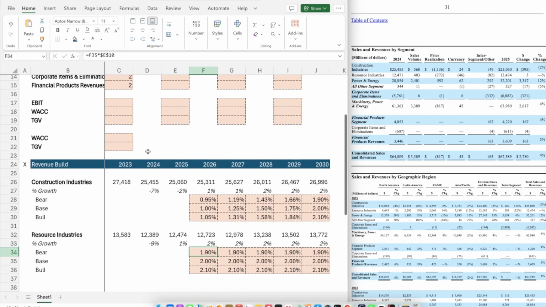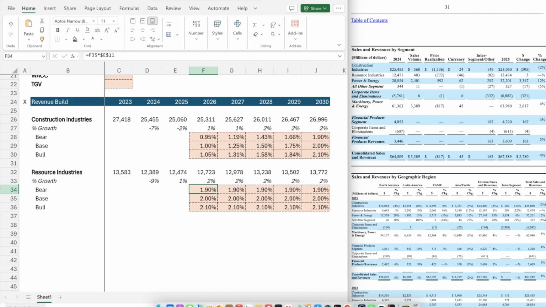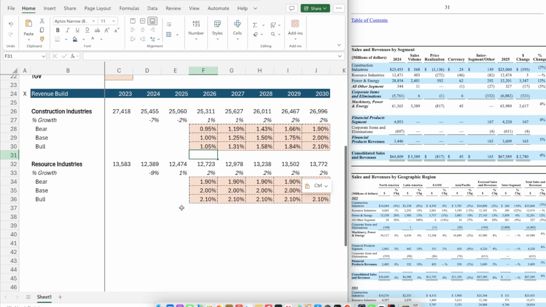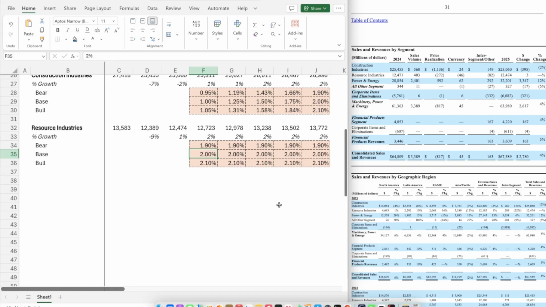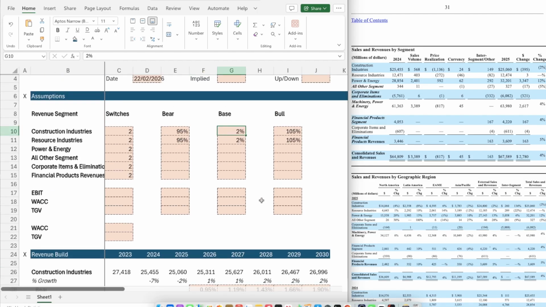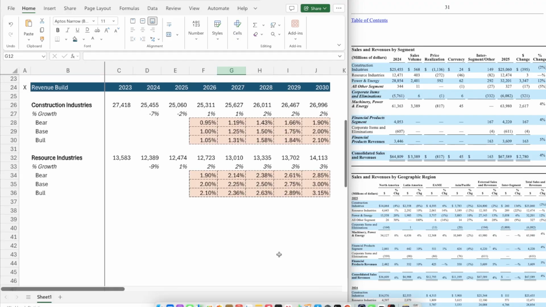Yeah, we just need to make sure that everything is in the right cell. Go a bit, say a bit higher. Yeah.